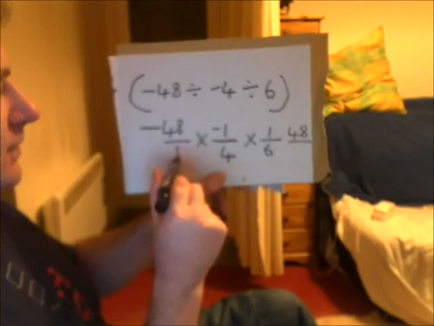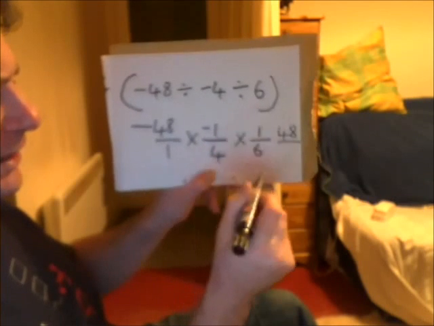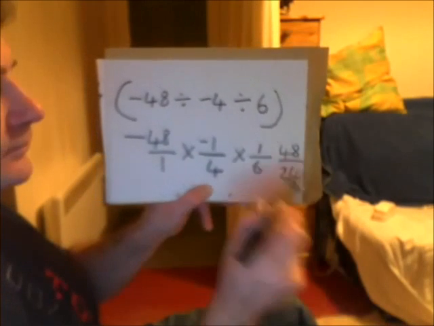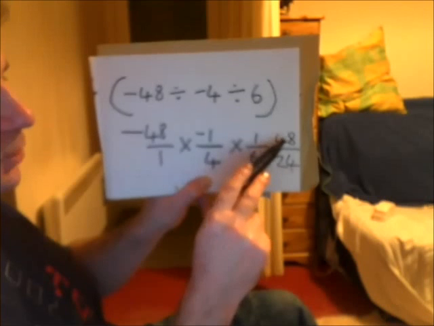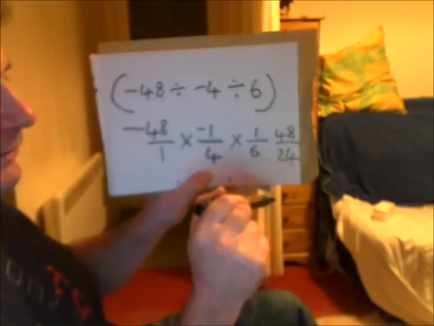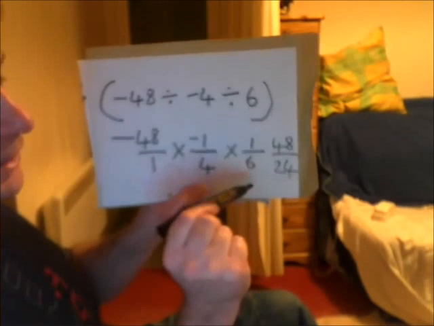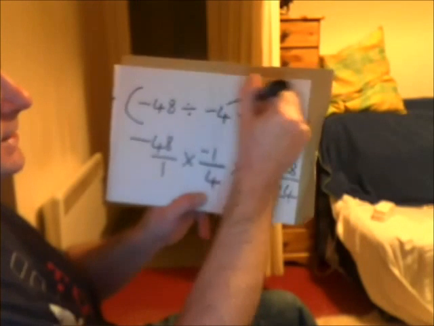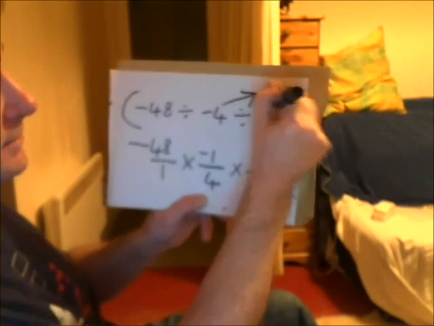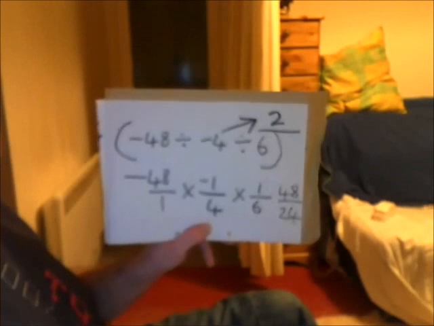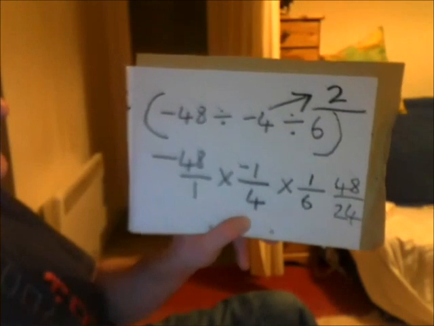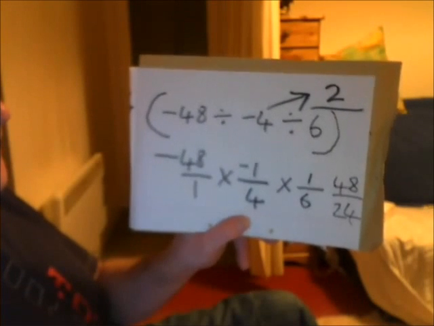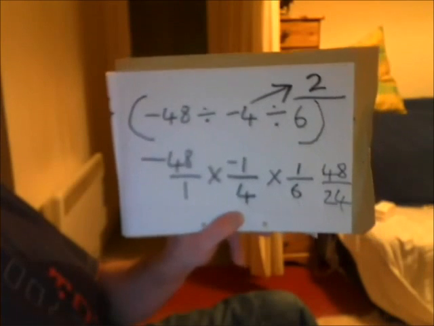Now the bit at the bottom we've got to do now. 1 times 4 is 4. 4 times 6 is 24. Then we're saying, see, we've got an improper fraction there. 48 is over 24. So we put the 24 into 48. It goes in twice. And hey presto, the answer to that sum is plain and simply 2. I hope you get that. So negative 48 divided by negative 4 divided by 6 is 2.